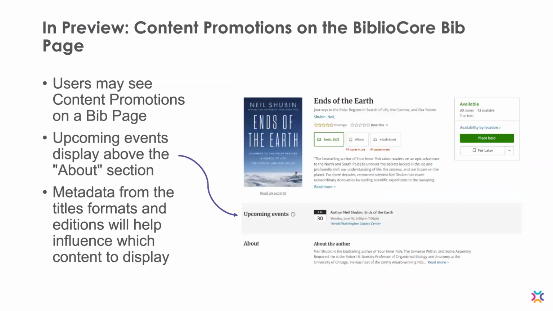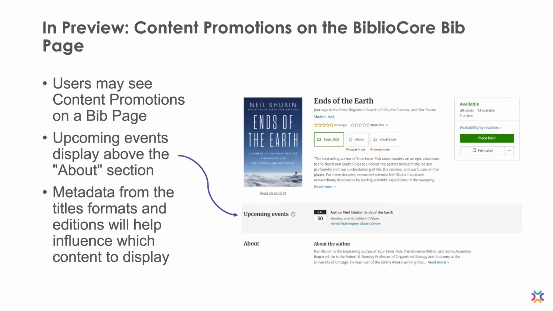So that's the goal of promos: what are patrons looking for in the catalog? What content could we serve up to them that they might not know we had, or that would really pique their interest? Something that we're currently previewing too as part of content promotions is the ability to feature events on the bib page itself. So Chicago's got this in preview. Back in June, they had an author coming. And if you happen to go to the author's bib page, you would see the upcoming event.